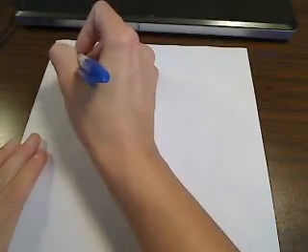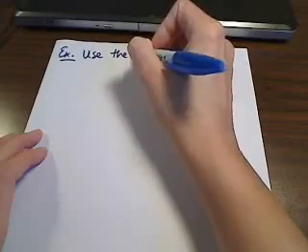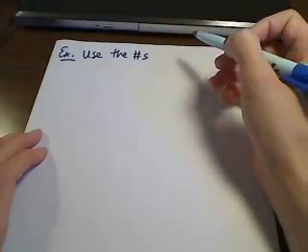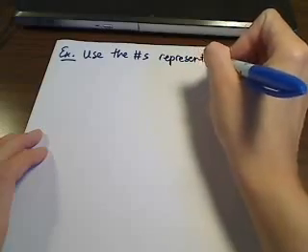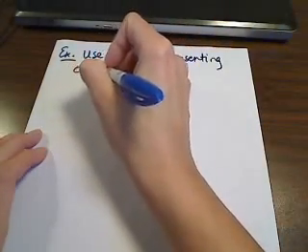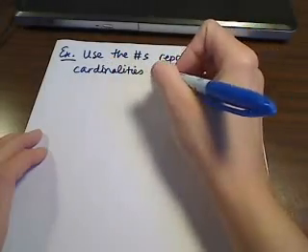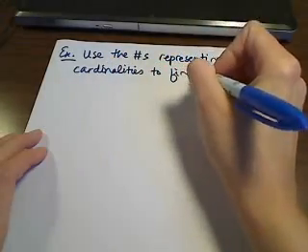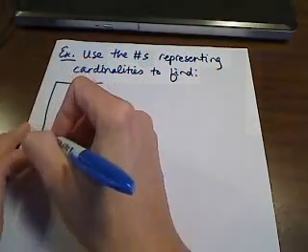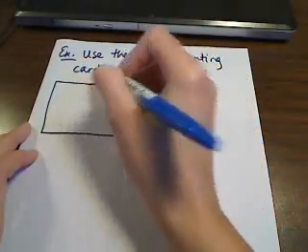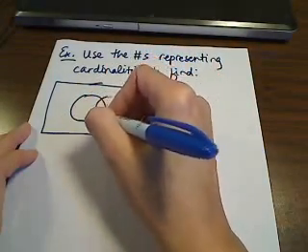So this example right here, let's use the numbers that are representing cardinalities to find A, B, C, and so on. Okay, so this picture is going to be given to us here.